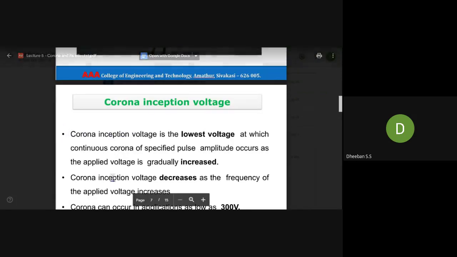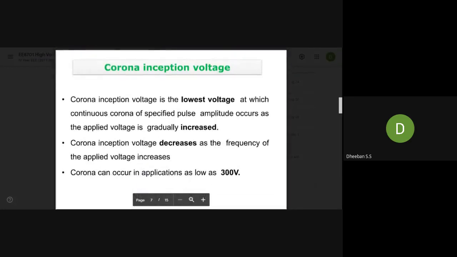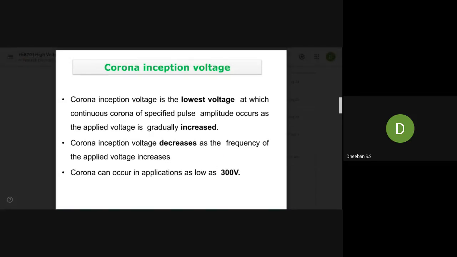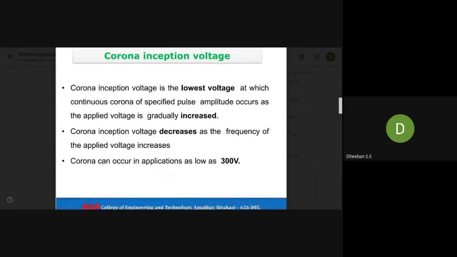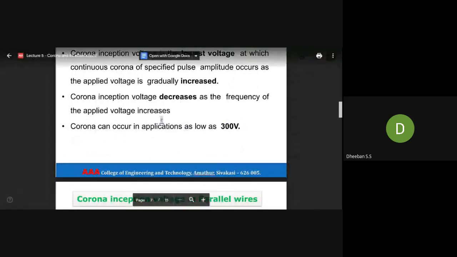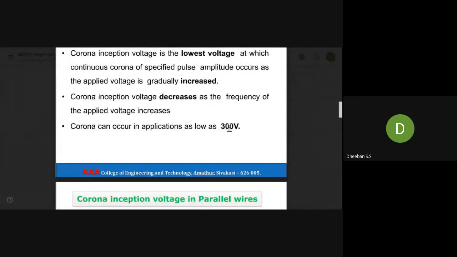Here I am saying this voltage decreases as the frequency of your applied voltage increases. If you are giving a frequency more than your power frequency, like 49.5 or 50.3, then this voltage will be decreased. This corona can occur in applications as low as 300 volts.